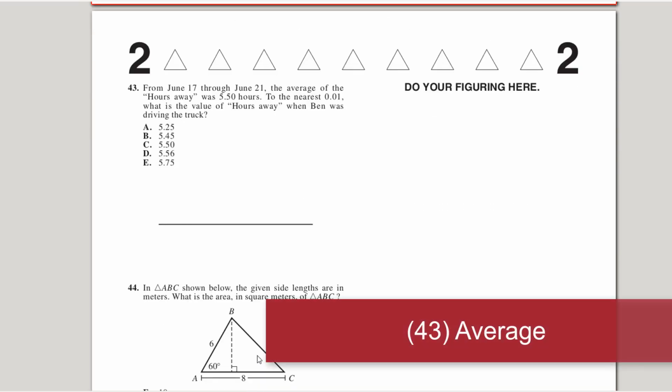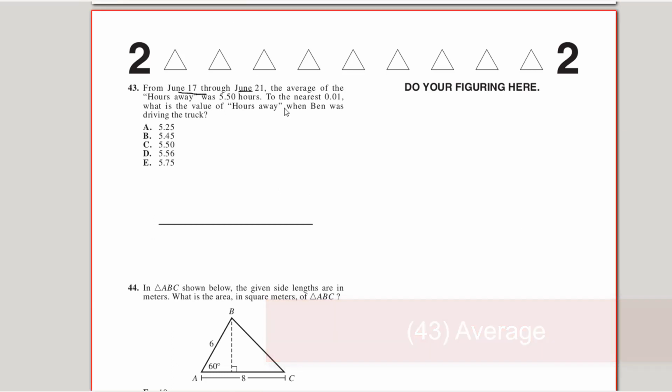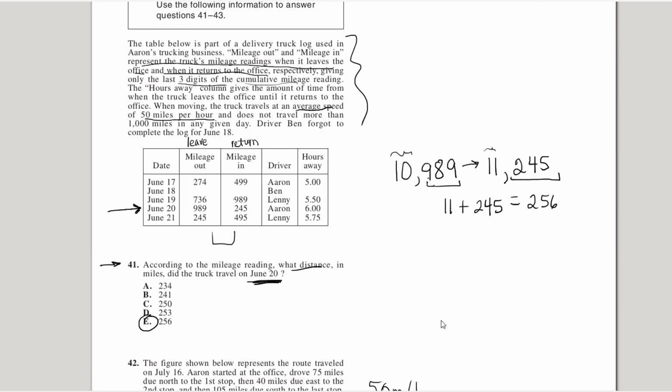Question 43, which still goes with this graph, we may have to flip over. From June 17th through June 21st, the average of the hours away was 5.5. That's our average, 5.5 hours. To the nearest 0.01, what is the value of hours away when Ben was driving the truck? So let's look at our chart. When Ben was driving, we don't know this value, but we know the average of these 5 was 5.5. So we can take the 4 values that were given, using the average that was known, to figure out this unknown.